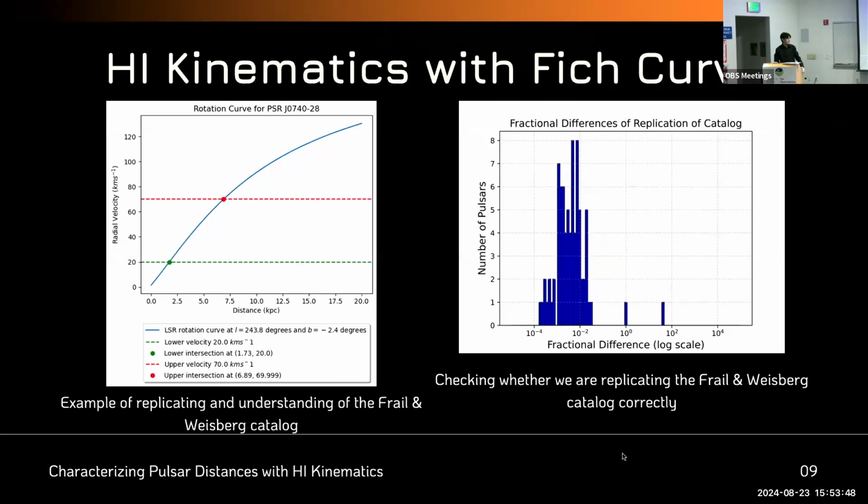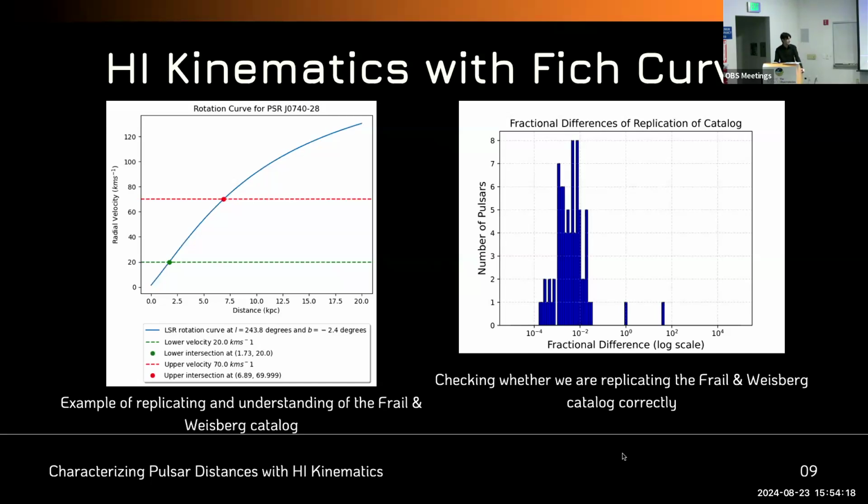That is shown as the blue line, plotted as radial velocity as a function of distance from the sun. Given the H1 cloud radial velocities they give us in the catalog, we plot those horizontally and calculate the intersection with the rotation curve model, and that gives us the H1 kinematic distance. Here the green horizontal line is the lower bound H1 cloud radial velocity, and the red horizontal line is the upper bound H1 cloud radial velocity.